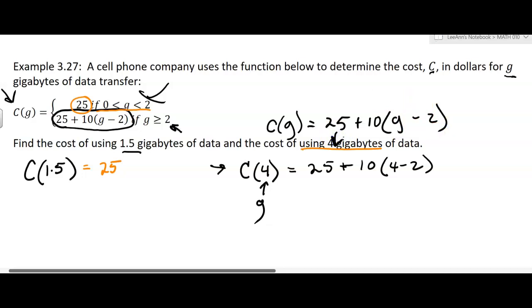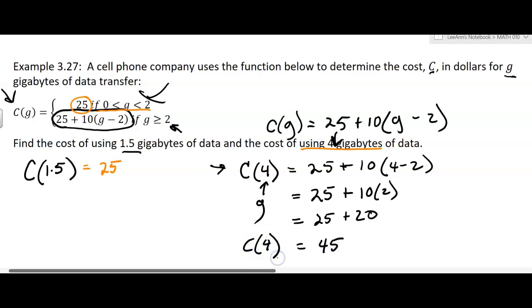Okay, and that's what we have here. We have 4. Okay, I'm talking all that, and you probably already understood it. Plus 10 times 2, so that's going to be what? 25 plus 20. So we have to pay $45. But, you know, if we had like 10 gigabytes, that would have been, you know, more money. That would have been like 105, you know. So it's dependent on how many gigabytes once we get past 2.